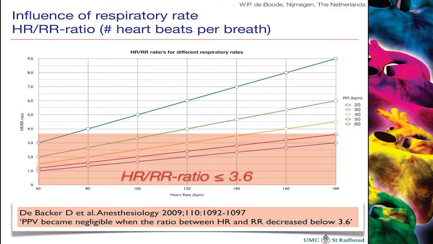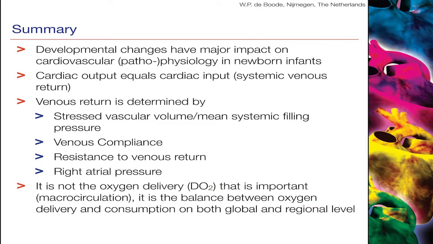On the x-axis, I've shown here the heart frequency, and with these lines, I've put several ventilator frequencies, 20, 30, 40, 50, and 60 breaths per minute. And as you see, mostly we're working in the area with a lower heart rate to respiratory rate ratio. So I think volume responsiveness prediction with heart rate variability is rather difficult in newborn patients, and we're still working on it, whether or not it is possible.